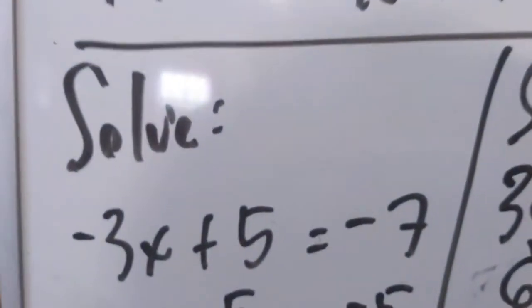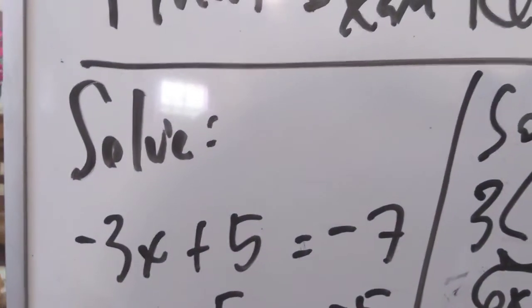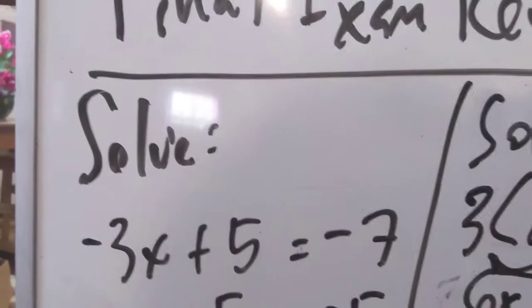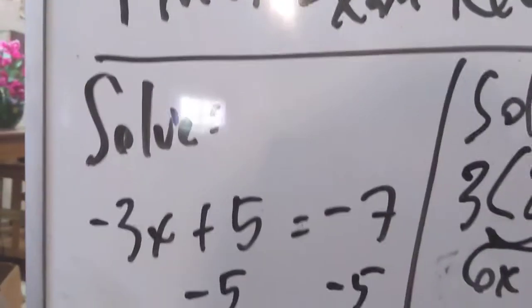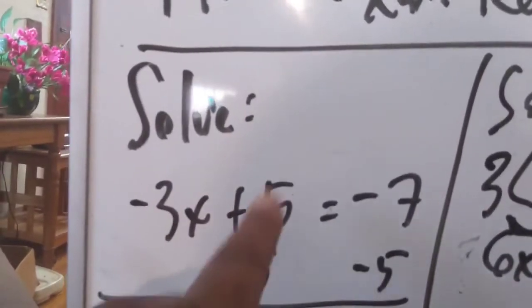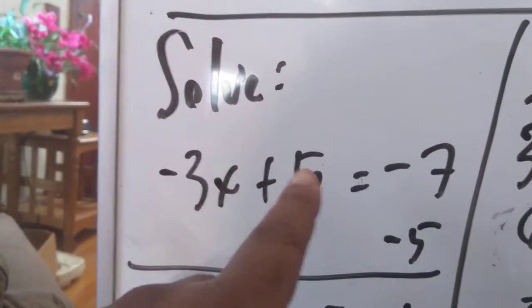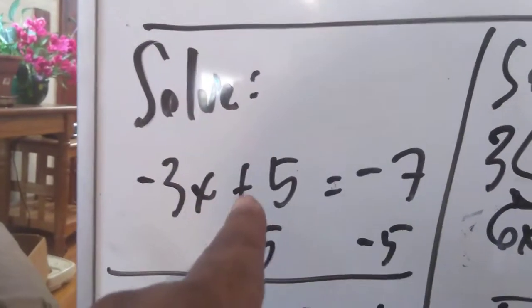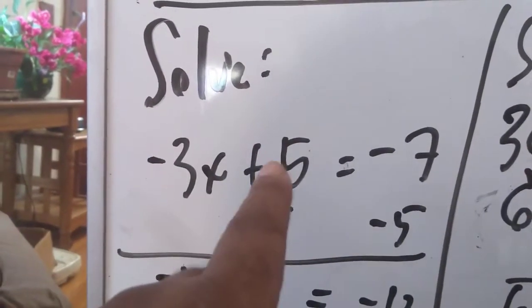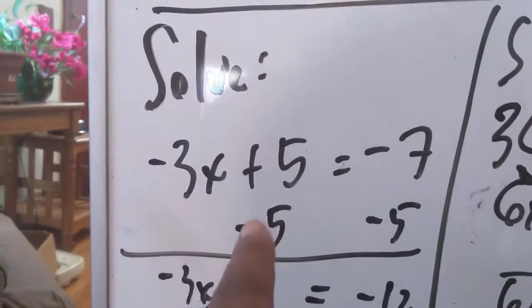Solve this. This is a two-step problem. Minus 3x plus 5 equals negative 7. Of course, you got to get letters on the left, numbers on the right. So that means you got to get rid of this, because we want just x. First, we have to get rid of this 5 and get rid of the negative 3 later. But additions come before multiplication, so I'm going to have to subtract 5 on both sides.